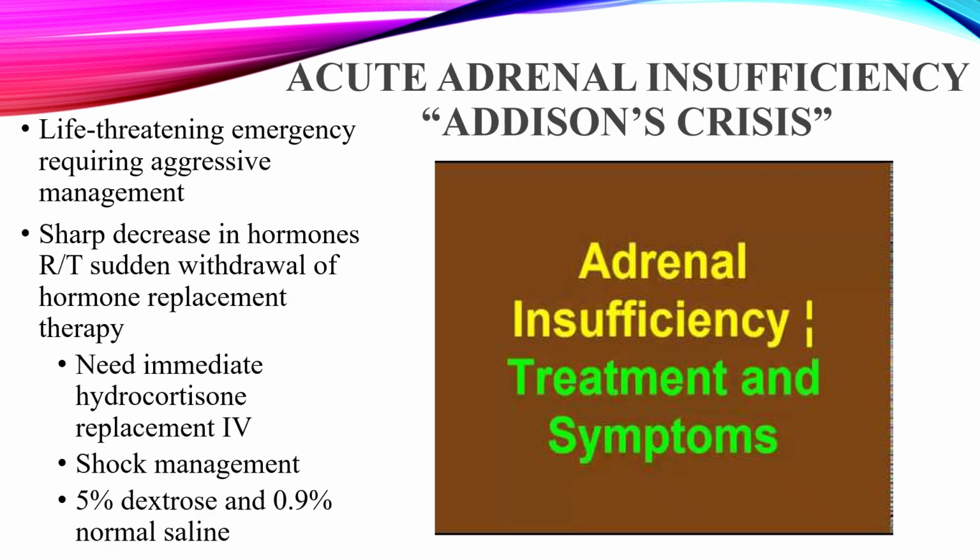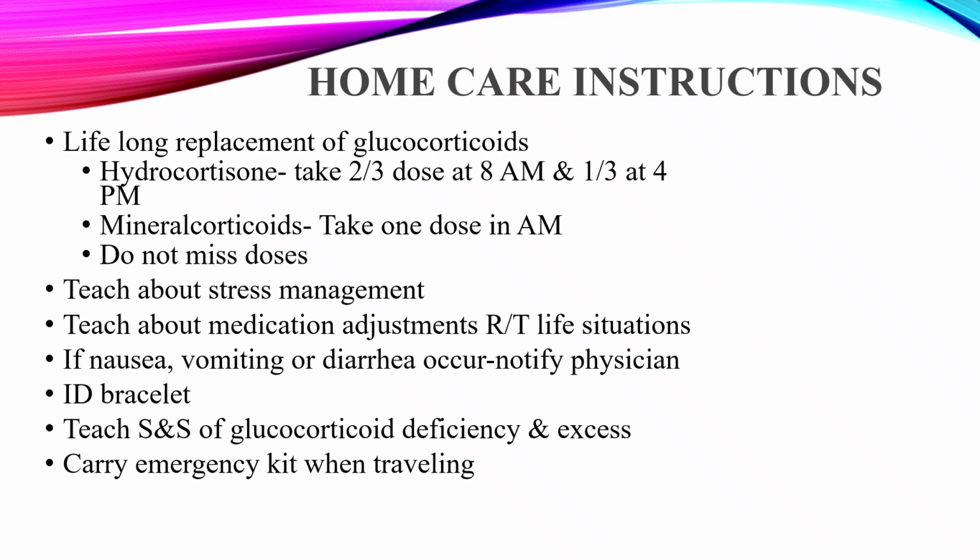The patient can also have an acute adrenal insufficiency called Addison's crisis. Now, this is a life-threatening crisis that we want to jump on as fast as we can possibly get on it. We're going to be doing shock management, so a lot of dextrose and isotonic fluids, along with a lot of hydrocortisone IV therapy. A patient with Addison's disease is going to be on different steroids for the rest of their life, okay? This is just an example of what they could be taking.